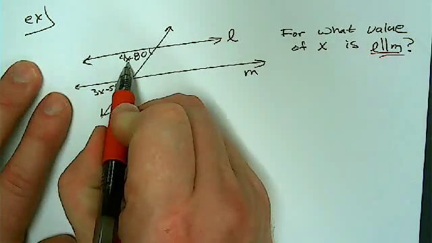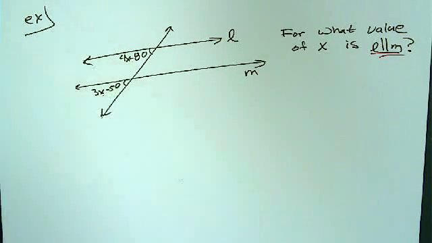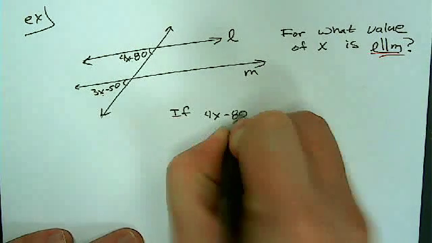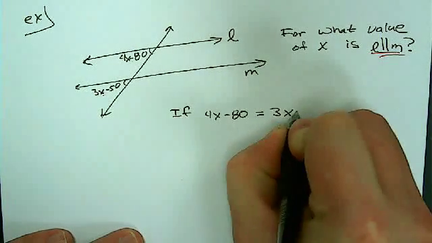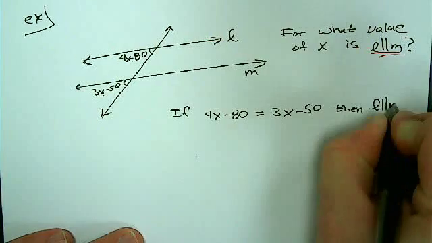What kind of angles am I looking at here? Corresponding. So to prove the lines are parallel, what do I need to know about the corresponding angles? That they're congruent. So if 4x minus 80 equals 3x minus 50, then the lines must be parallel.